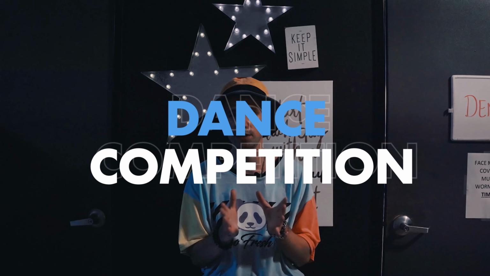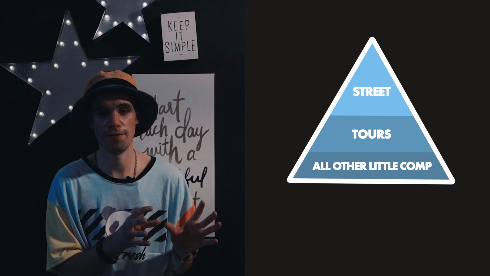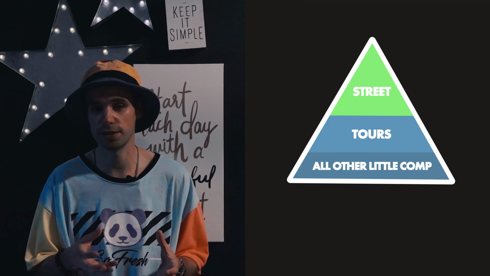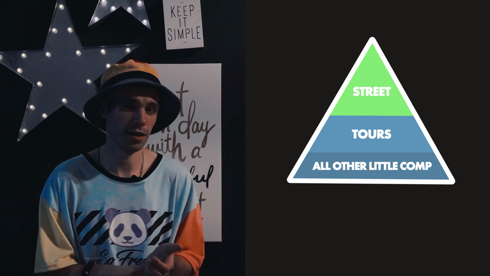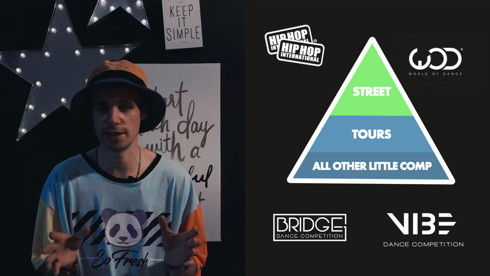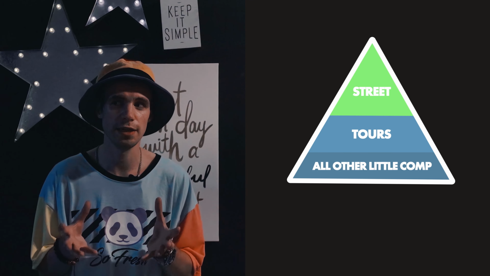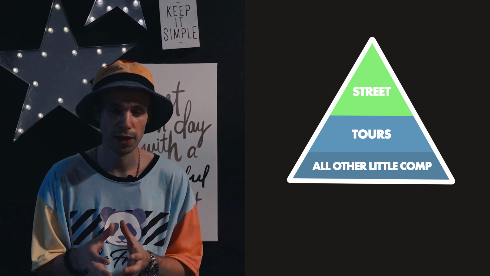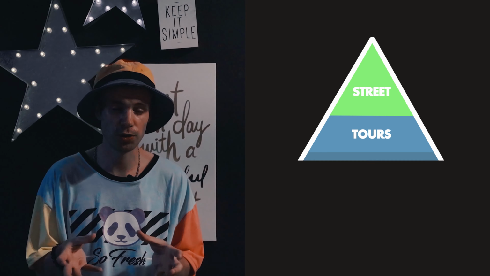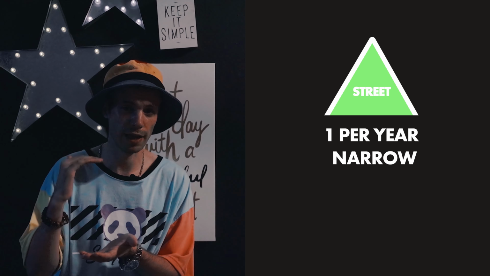So basically we could divide all of those dance competitions into three different groups. Look at this pyramid. On the top we have our street dance competitions. There are competitions such as Hip Hop International, World of Dance, Body Rock, Bridge, etc. Those are competitions where we want to compete. All of them are about street dance. All of them are about dancers with a good level.